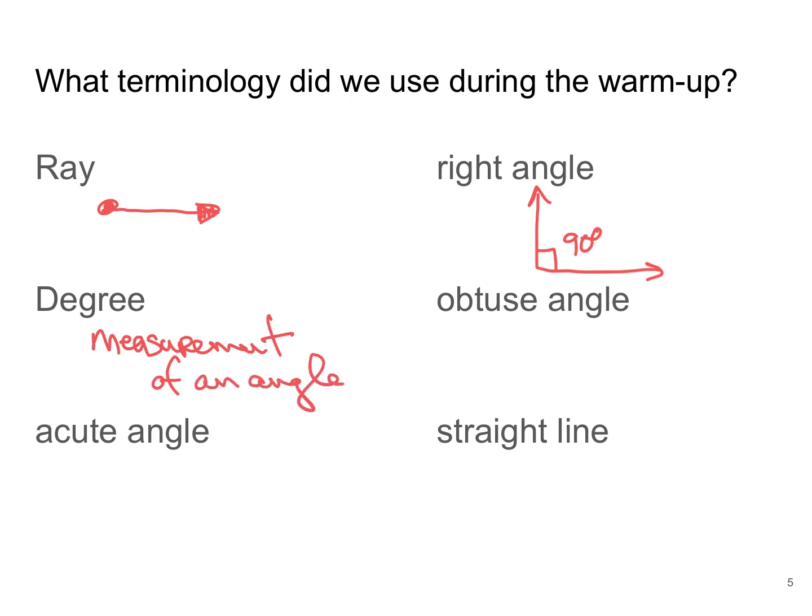An obtuse angle is one that is bigger than 90 but less than 180. An acute angle is less than 90 degrees. And a straight line makes a straight angle, and this is our straight line.